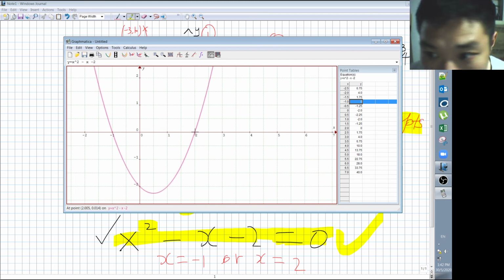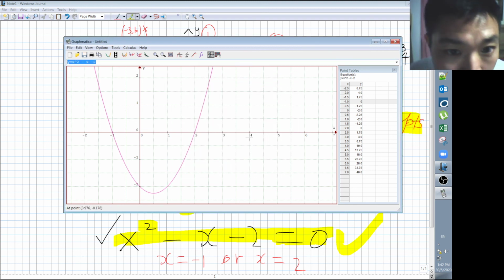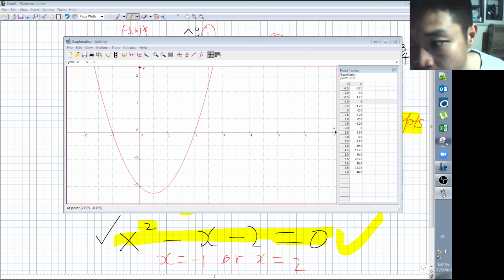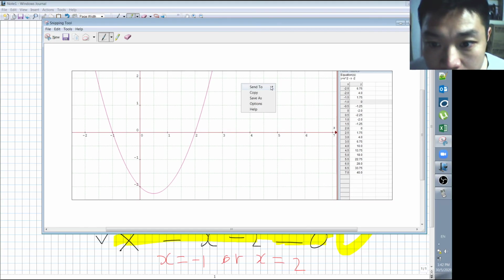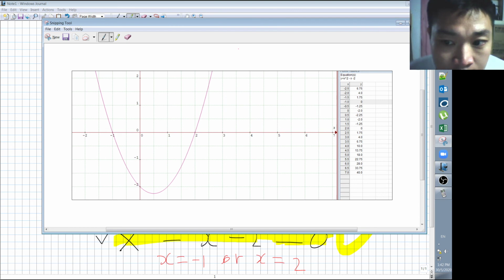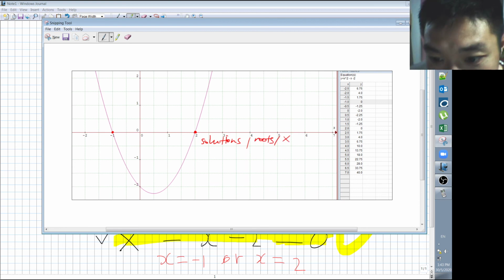So these are the two points. If I grab this out, you can actually see that this point and this point are the solutions or roots or x intersection points. They mean the same thing.